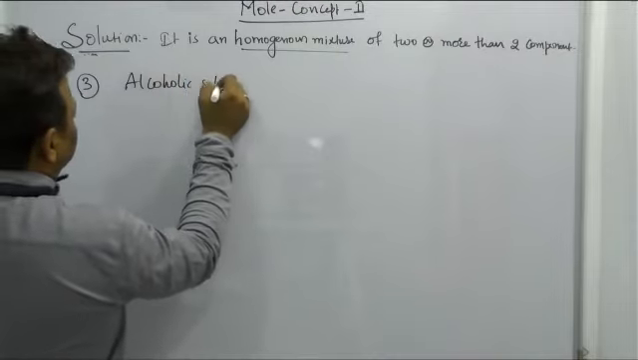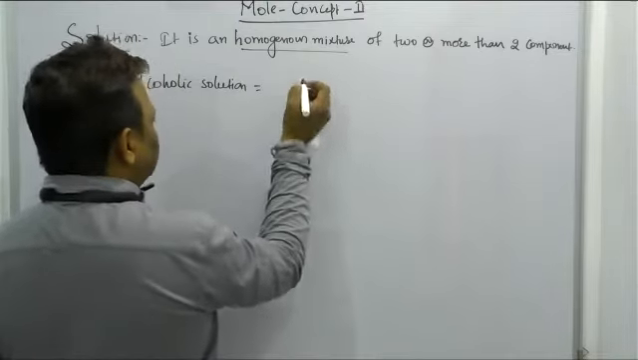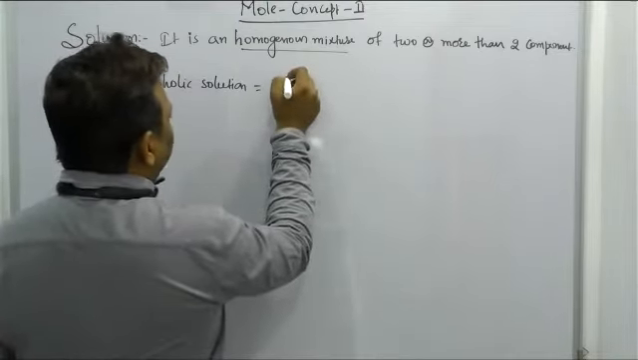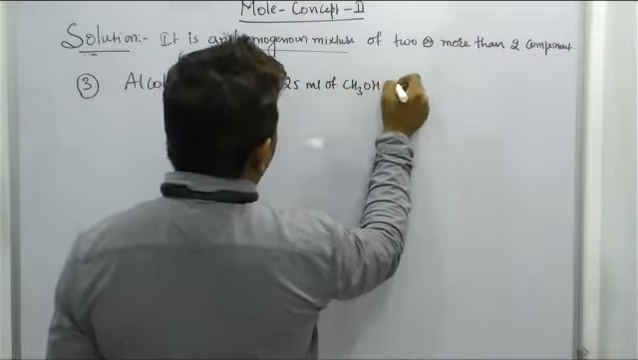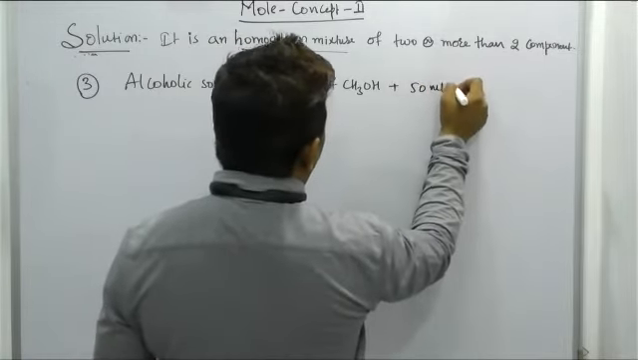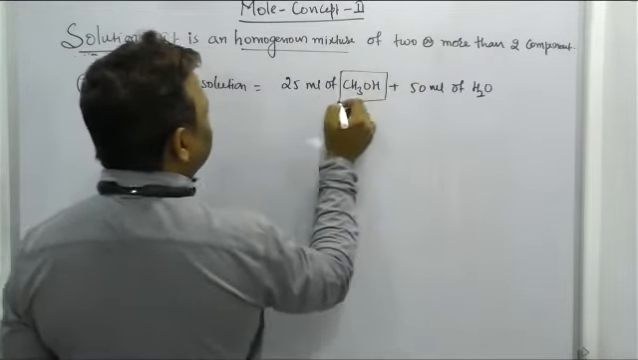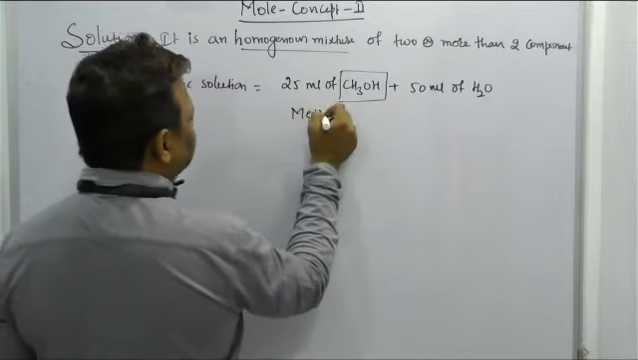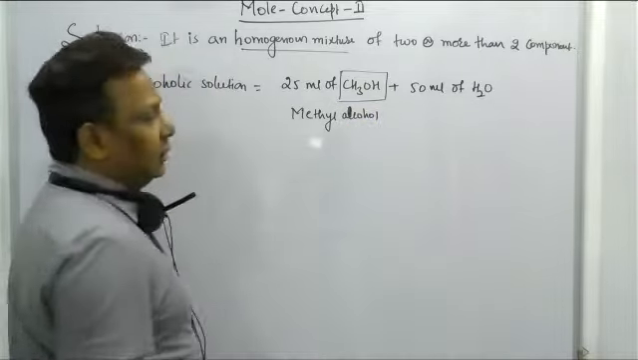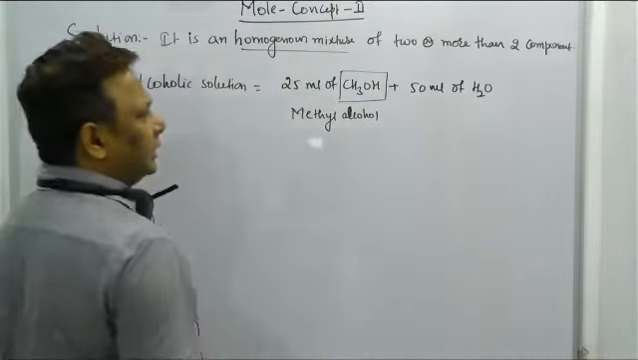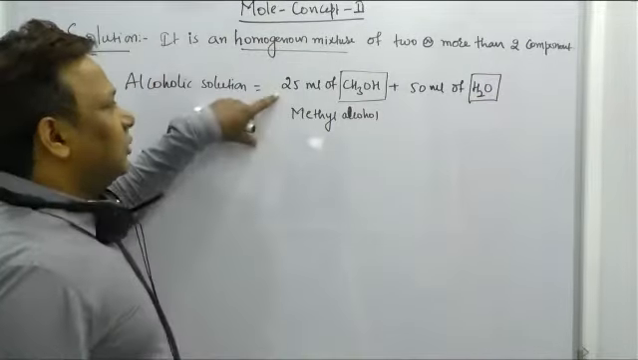Alcoholic solution. It is a solution made up of a solute and solvent, but I don't know which is the solute and which is the solvent. Let us say 25 ml of CH3OH was dissolved in 50 ml of H2O. This CH3OH is called an alcohol, and the name of this alcohol is methyl alcohol, and this is water. Now you can check it here. Methyl alcohol and water. The quantity of water is 50 and this quantity, beta, is 25.